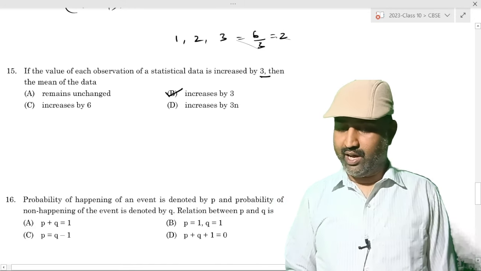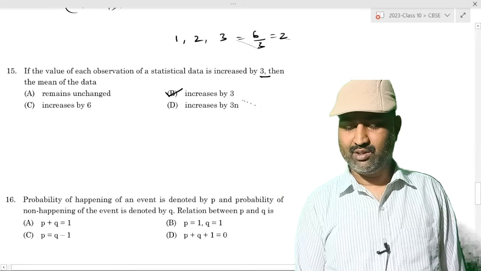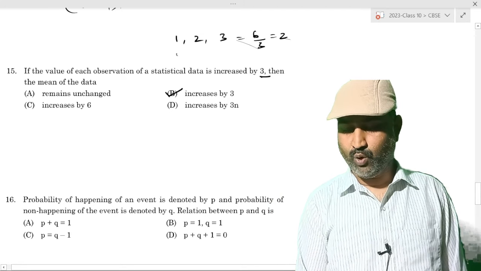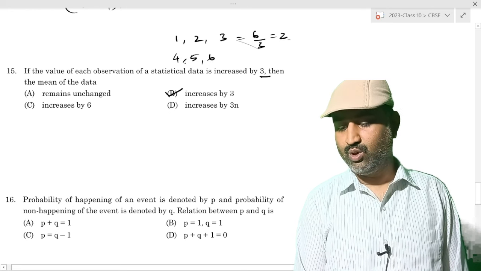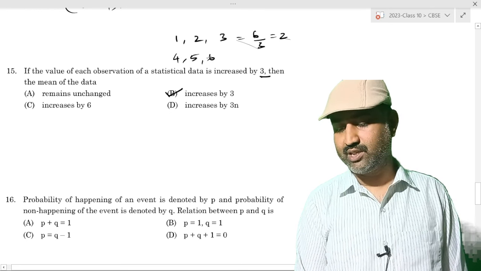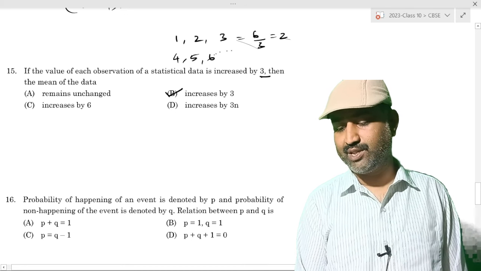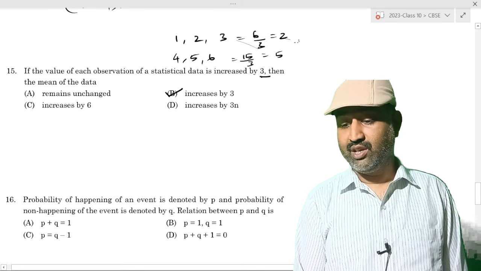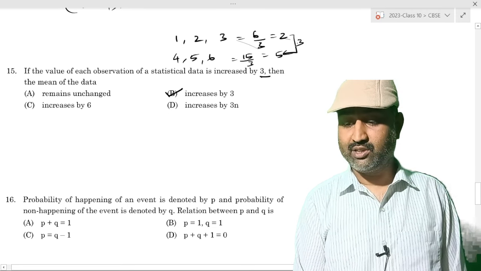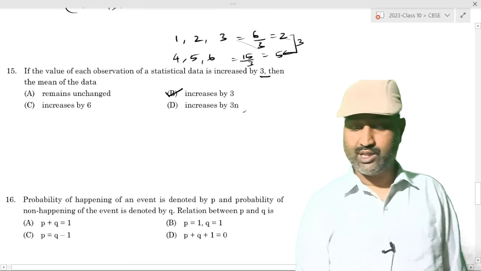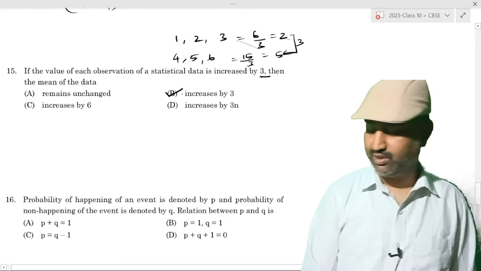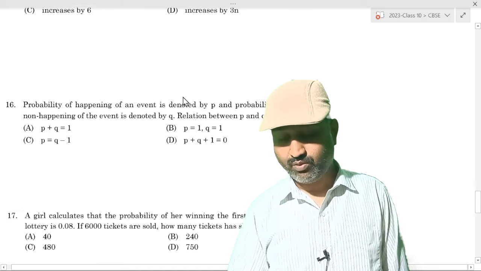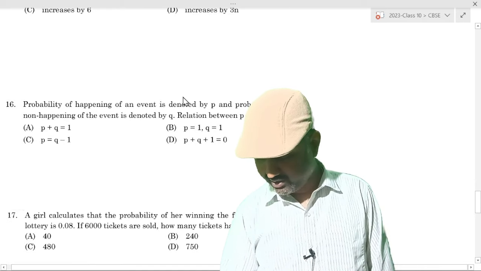I am just giving an example here. Now I increase each value by 3. 1 becomes 4, 2 becomes 5, 3 becomes 6. 4 plus 5 plus 6: 4 plus 5 is 9, 9 plus 6 is 15. 15 by 3 is 5. The mean is increased by 3, right? Therefore, if each value is increased by 3, the mean also increases by 3. Therefore, it is option B.